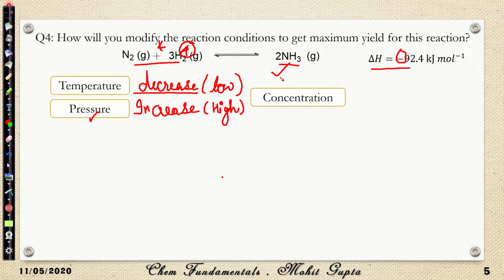Now, in order to maximize the concentration of NH3, if we remove NH3, the equilibrium will shift in the forward direction. So in order to get the maximum concentration, we have to remove NH3. The more NH3 is removed, the more NH3 will be produced during the reaction.